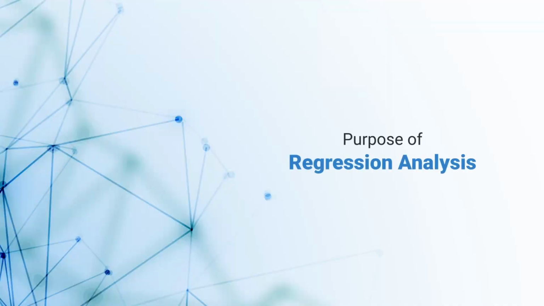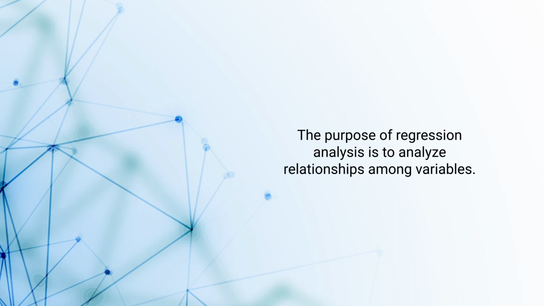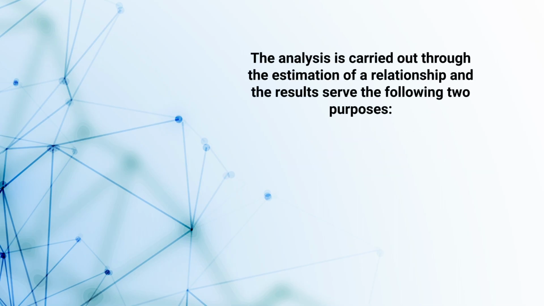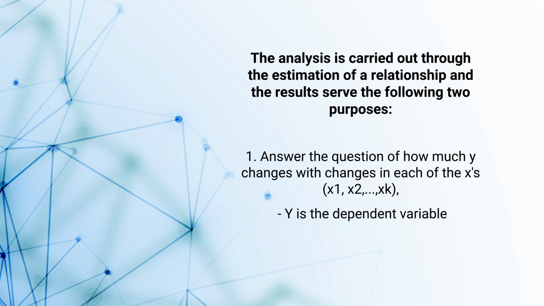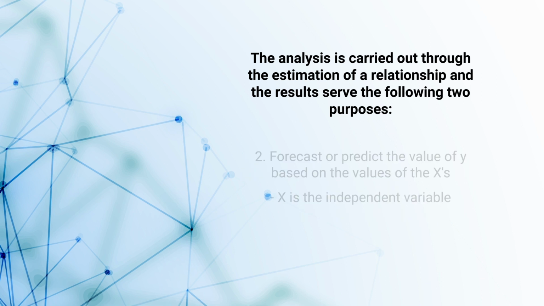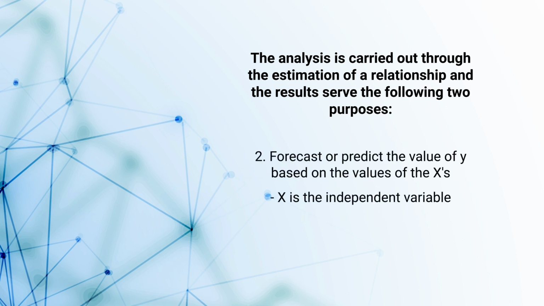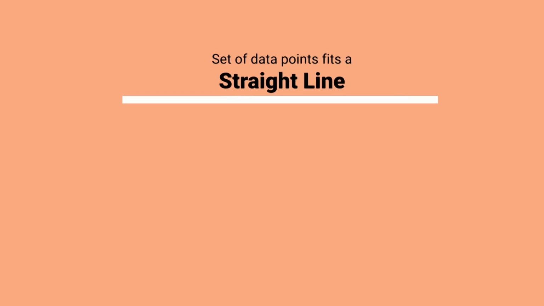So the purpose of regression analysis is to analyze the relationship among variables. The analysis is carried out through the estimation of the relationship, and the results serve the following two purposes. One is to answer the question of how much y changes with changes in each of the x, where y is the dependent variable. The other is to forecast, to predict the value of y based on the values of x, where x is the independent variable. So what we have observed is that you have one dependent variable and one independent variable, and with their help you are going to formulate the equations and solve them. So a set of data points fits a straight line.